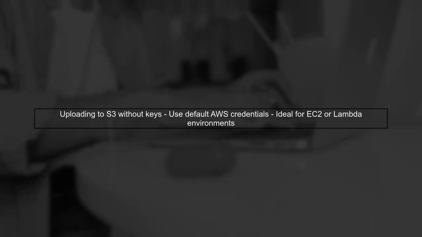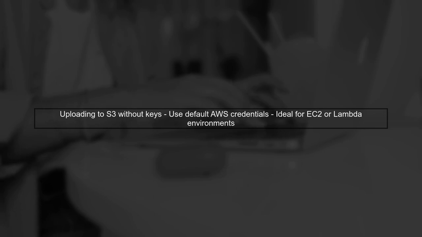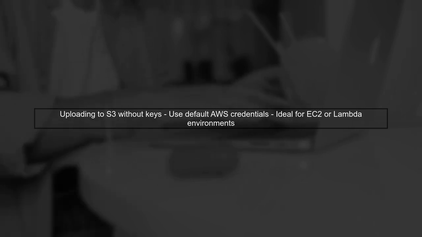Now let's continue on. To upload a file to AWS S3 without using access and secret keys, we can leverage the default credentials provided by the AWS environment. This is particularly useful when running code on an AWS service like EC2 or Lambda.